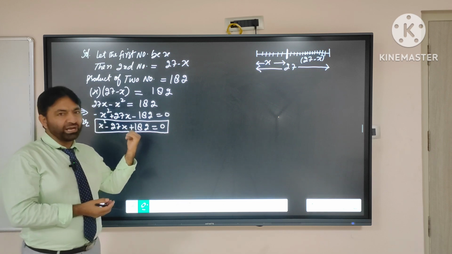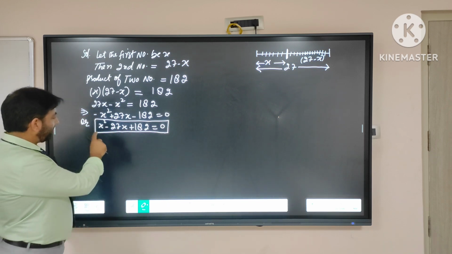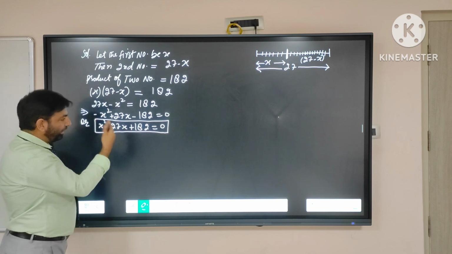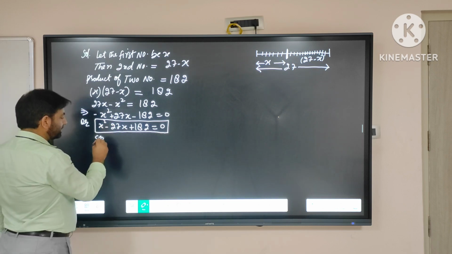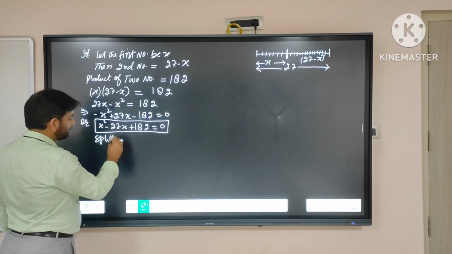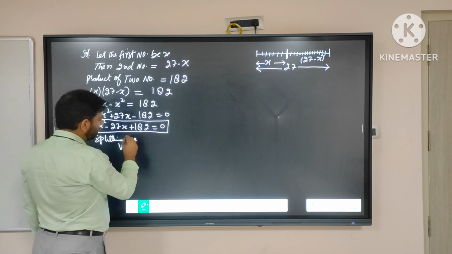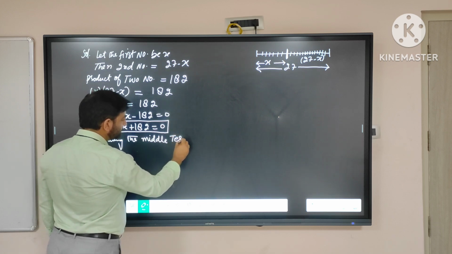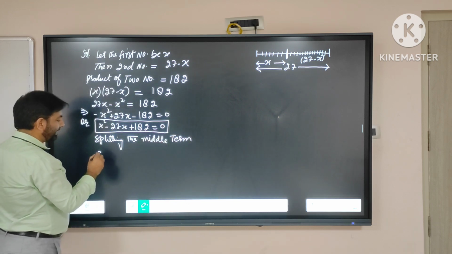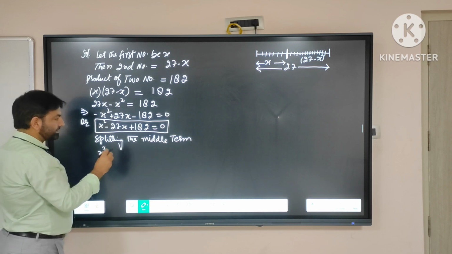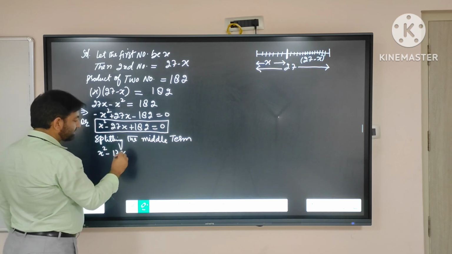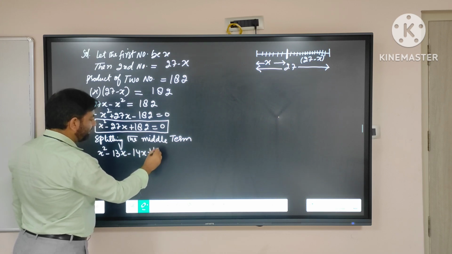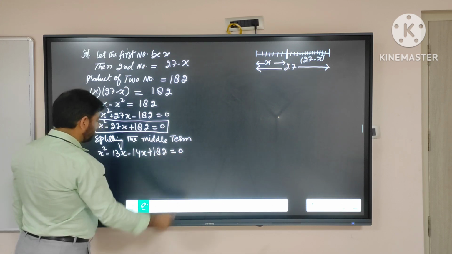So I will follow this factorization. Now I have 3 terms. I will split the middle term to factorize it. So splitting the middle term, I will write x square minus 13x minus 14x plus 182 is equal to 0.